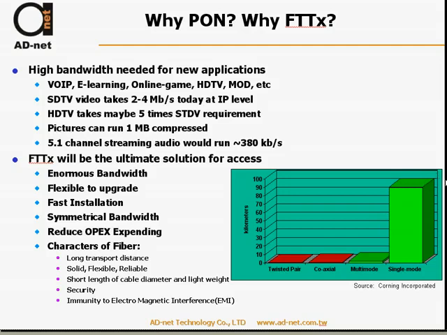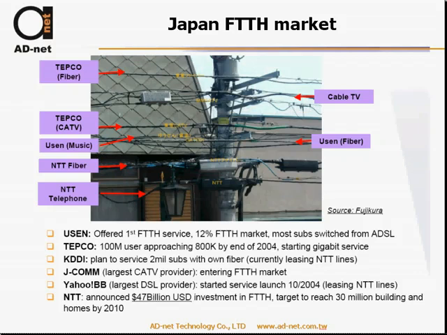It will give enormous bandwidth, flexible upgrades, fast installation, and symmetrical bandwidth in both directions, which DSL doesn't have. Its uplink is slower. It also gives reduced OPEX, and the characteristics of fiber, as you know, are immunity to electromagnetic interference, security, and long transport distance.